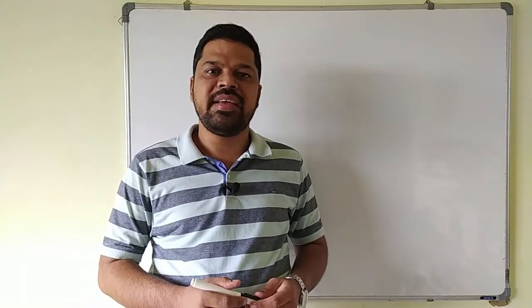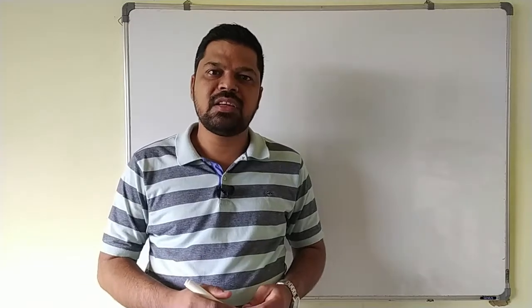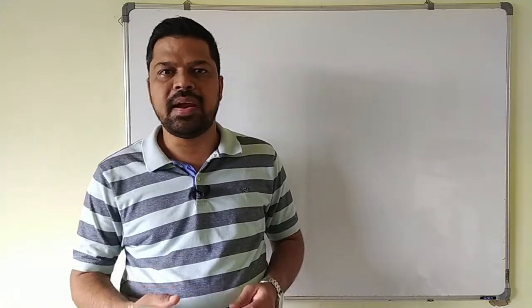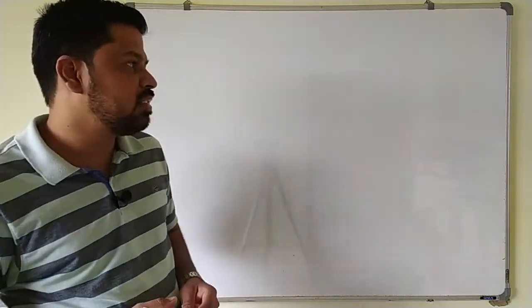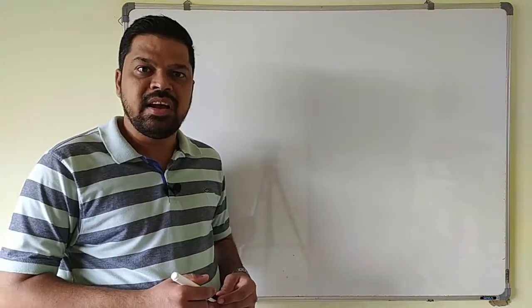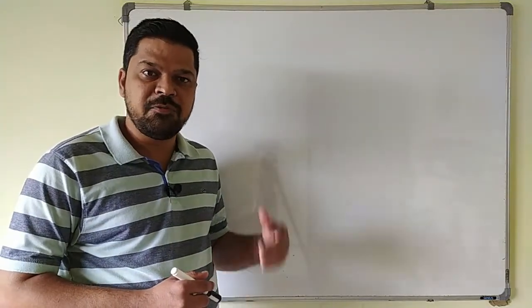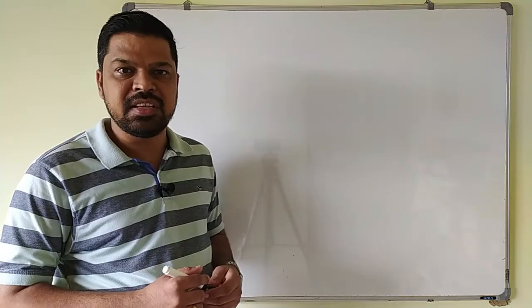Already we have started the chemical equilibrium topic. In the last session we discussed up to units of Kp and Kc. Now in this session we will discuss the relation between Kp and Kc, and how to write the expression for Kp and Kc for homogeneous and heterogeneous equations.